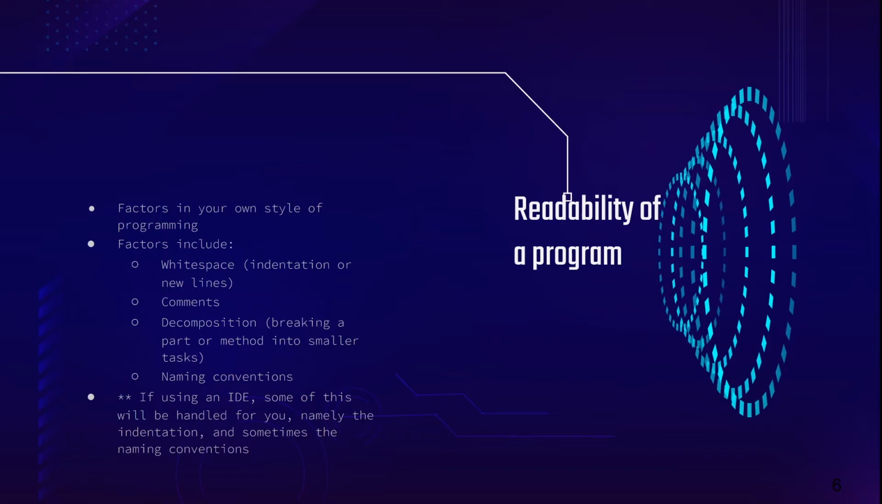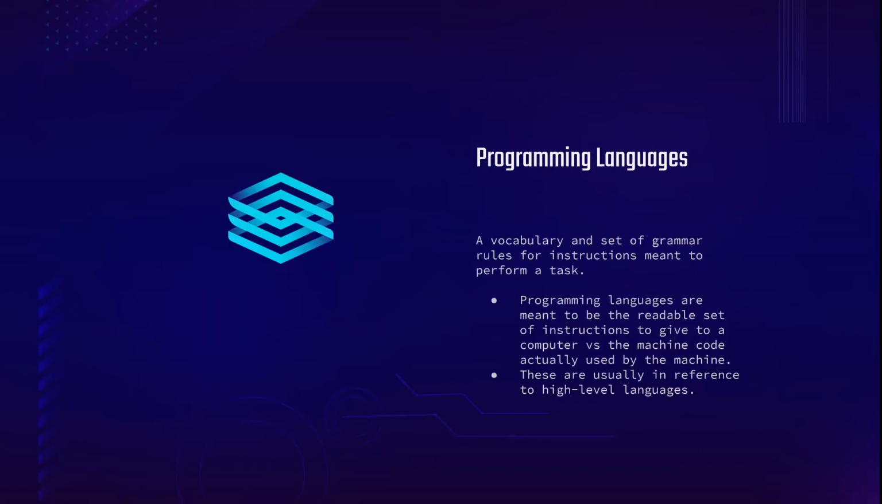It factors in your own style of programming, which you'll gain as you get more competent. Factors will include white space or indentation or new lines, comments, decomposition, or breaking apart a method down into smaller pieces, and naming conventions. If you're using an IDE, which we'll talk about later, some of this will be handled for you, namely the indentation and sometimes the naming conventions. If the naming conventions part isn't handled automatically, you can add a plugin for that, but I personally prefer just naming everything myself.